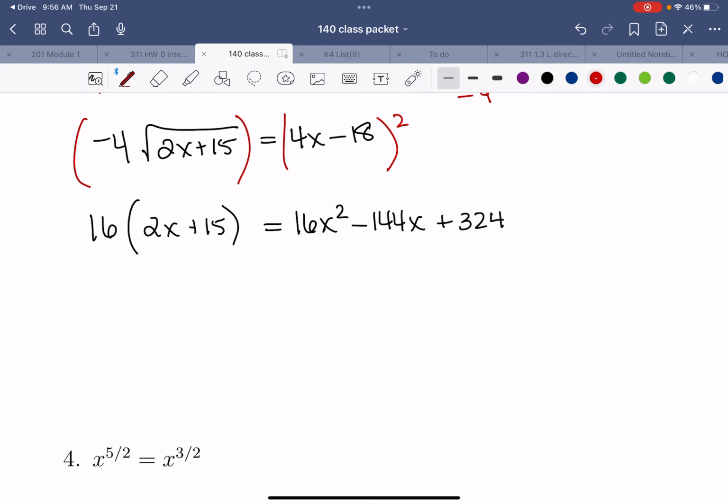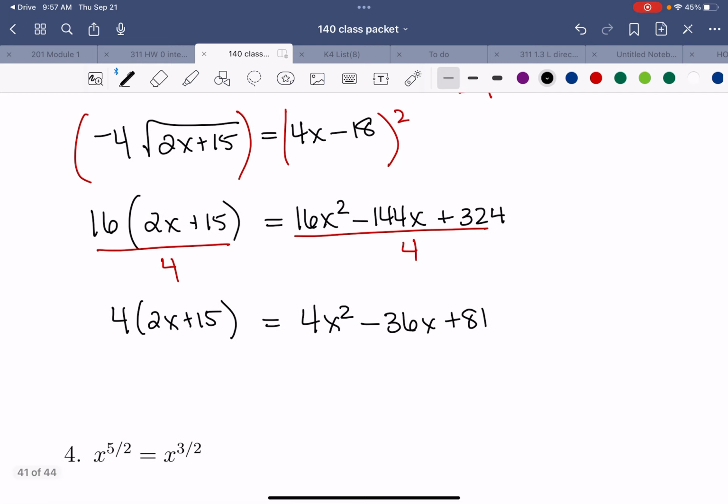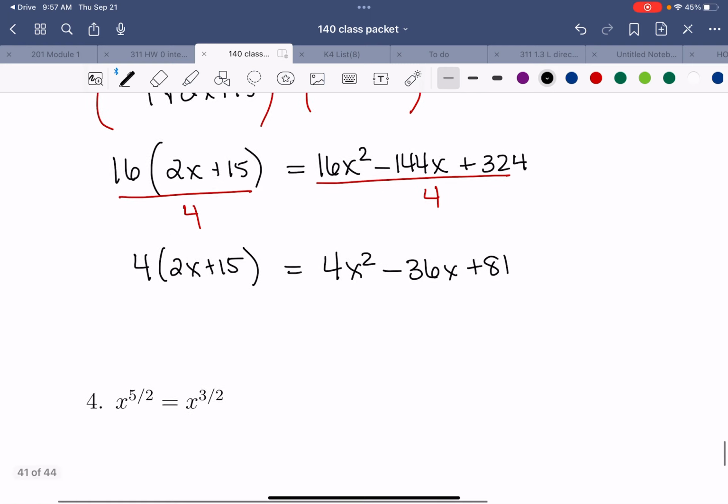Now, all of these are divisible by 4, so I am going to go ahead and divide everything by 4. Maybe that'll make our numbers easier. So that's 4 times 2x plus 15 equals 4x squared. Let's see here. 144 divided by 4 gives me 36, so minus 36x. And 324 divided by 4 gives me 81. Now, I wanted to divide through by 16, but it wouldn't go in evenly, and then I'm going to end up with fractions, and I really don't want fractions.